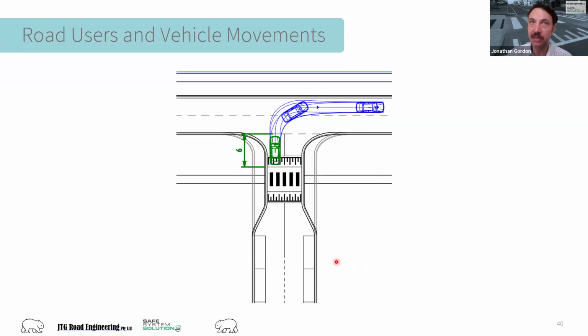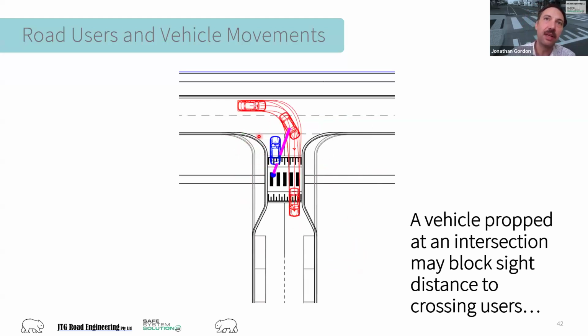It's not a game over. It's just something that we need to consider. And that is that this vehicle is in a very similar position to if this were 2 lanes in the same direction. They're stopped and propped here and maybe blocking sight distance to a pedestrian crossing for a vehicle turning in from any direction, really.